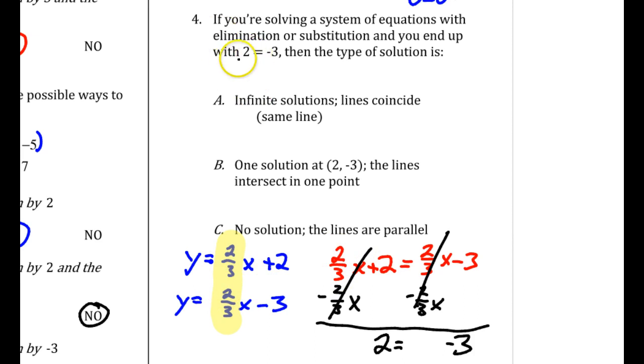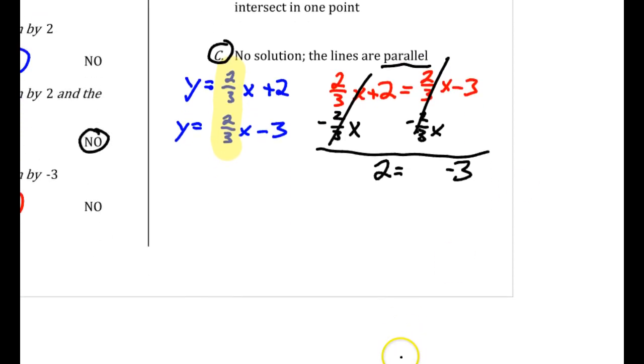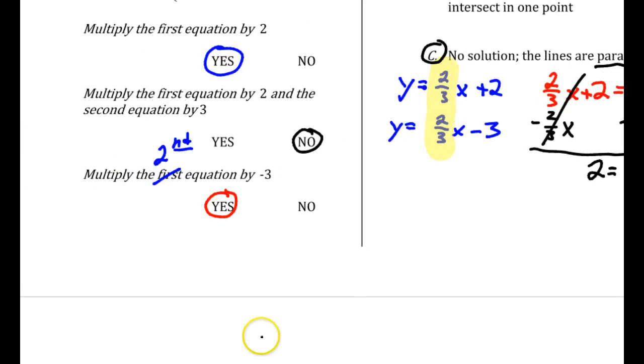So when you get something false, like 2 does not equal -3, that's a no solution, which means the lines are parallel. The same slopes, they canceled out because they're the same. That's why there is no solution. They do not intersect. Parallel lines never intersect.